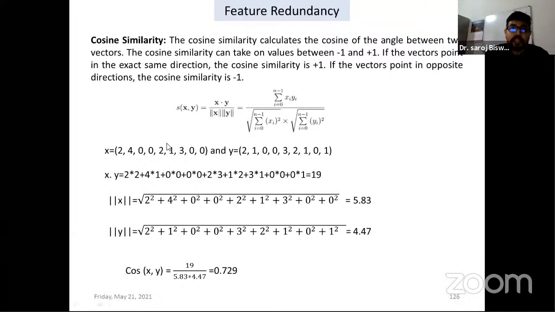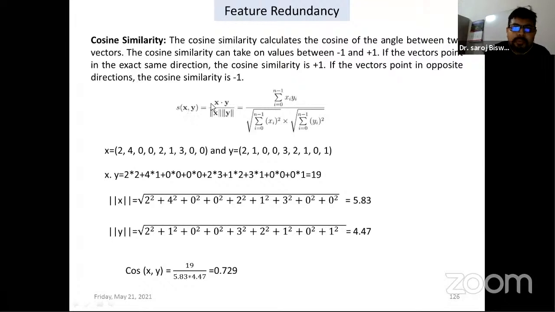If the vectors point in opposite directions, then the cosine similarity score is -1, meaning their directions are exactly opposite, they are exactly dissimilar. So the range of cosine similarity is between -1 and +1. +1 means they're exactly similar. -1 means they are not similar at all. They are exactly opposite. And now to calculate the cosine similarity, we have this formula.